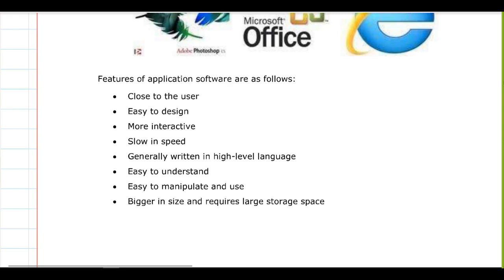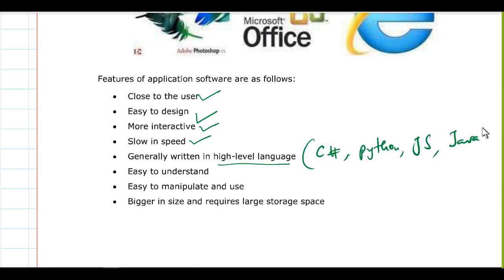And they have these unique features. They are normally closer to the user than the system. They are normally easier to design. They are more interactive. They have slow speed in comparison to system software. They are generally written in high-level languages, and I know some of you are conversant. Some of them are C#, Python, JavaScript. These are programming languages that are considered to be high-level languages. They are normally easier to understand, easier to manipulate and use, and they are normally big in size and require large storage space.